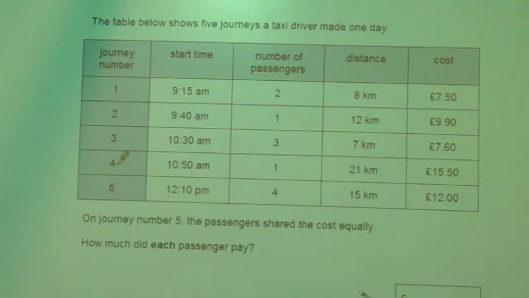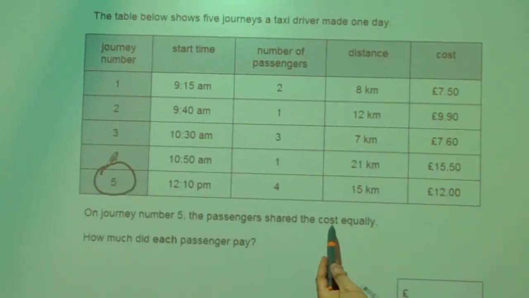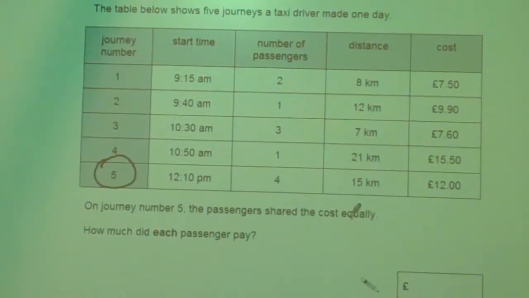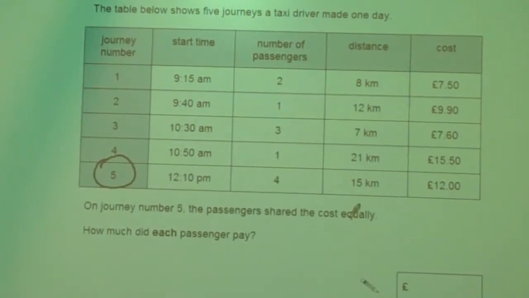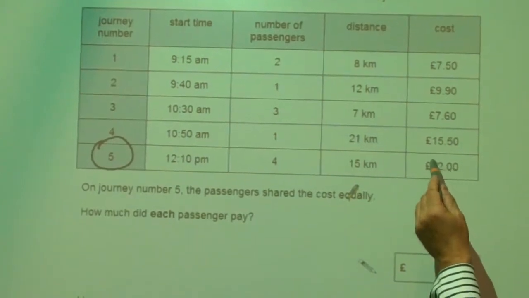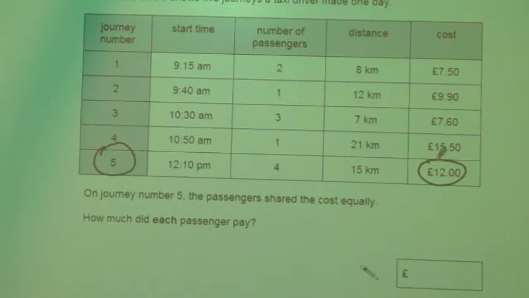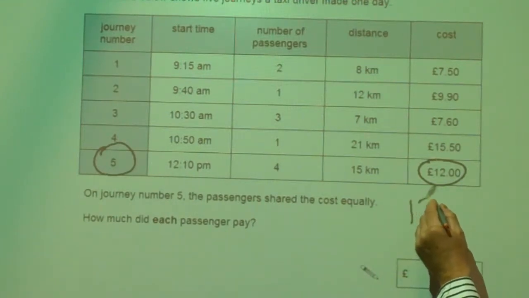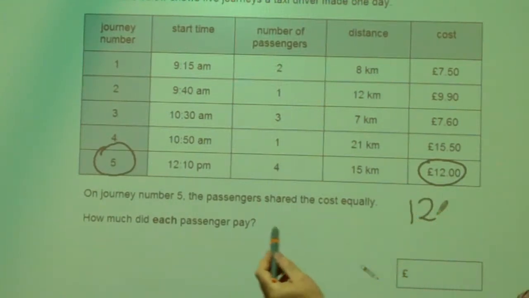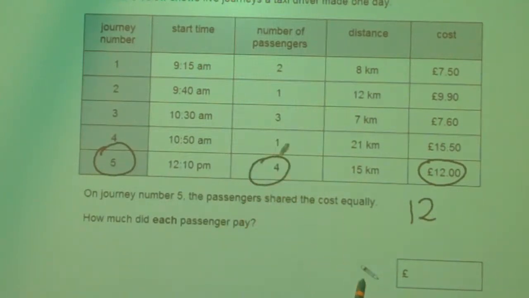So the first question is this. On journey number 5, I know it's this one, the passengers shared the cost equally. That's interesting. I have to find out some information to find out how much they each paid. So I know that the total cost of the journey was £12. I'm going to write that down. And there were 4 passengers. How much did each passenger pay?